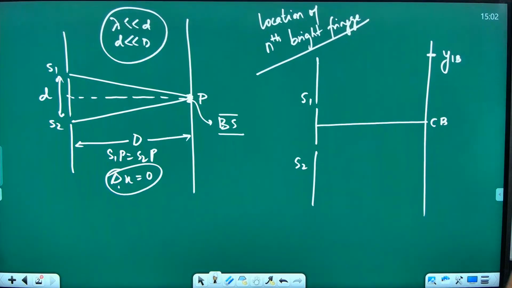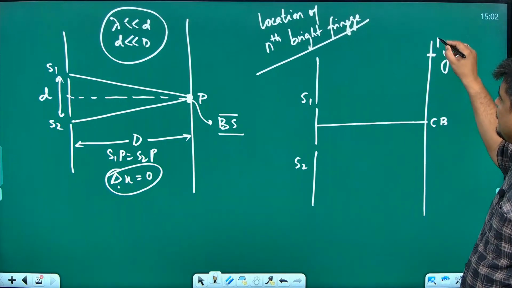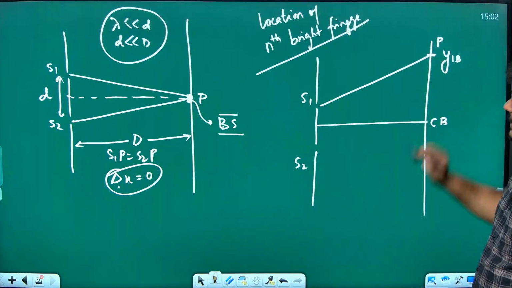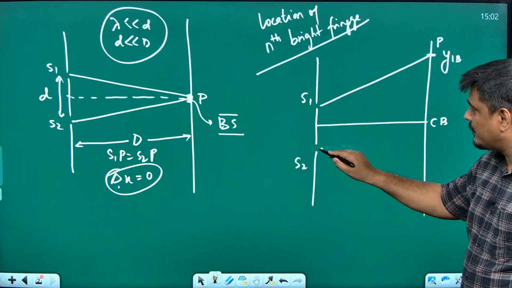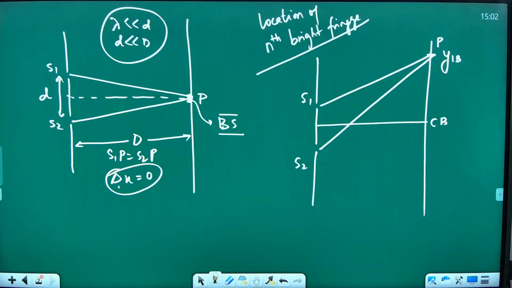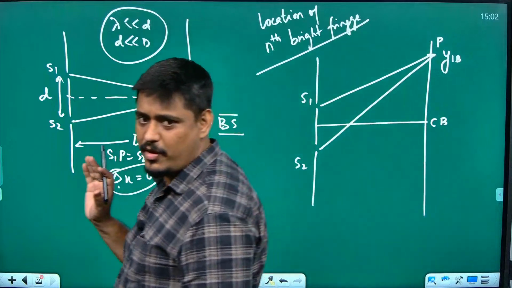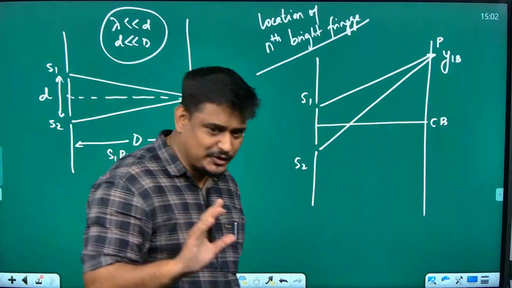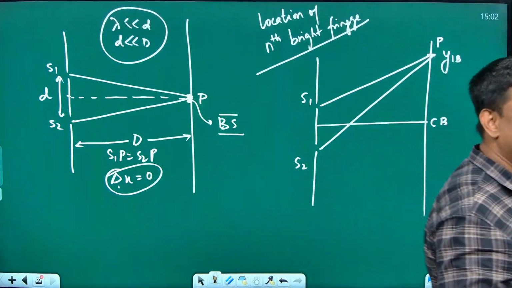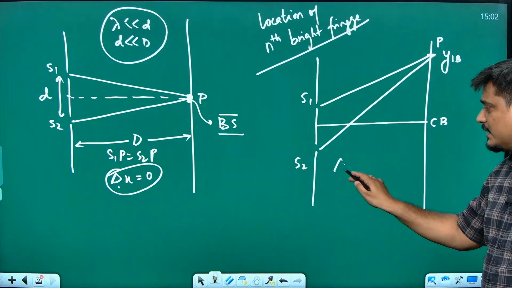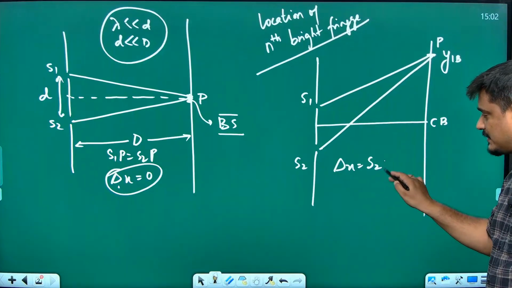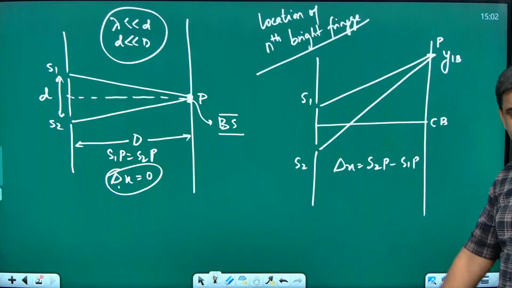Here 1b means the location of the first bright. What is the path difference? Let this point be P. What is the path from S1? S1P. What is the path from S2? S2P. Do you agree with me? Very clearly visible that S1P is shorter and S2P is longer. There definitely is a path difference. Anybody will agree: S1P is small, S2P is large. And what is the path difference? The path difference is S2P minus S1P. Do you agree with me?